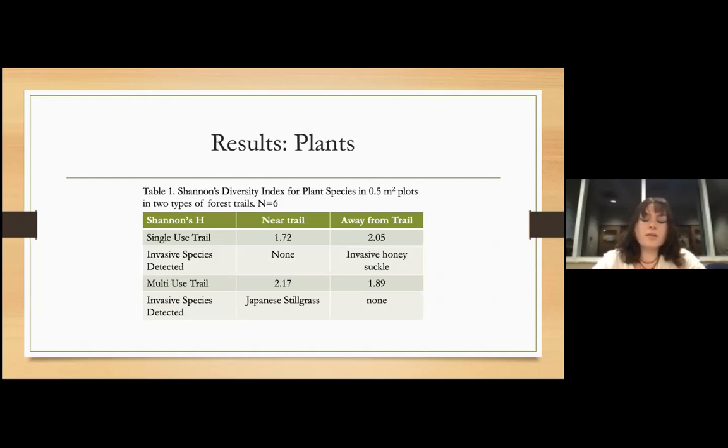The results that we got from our plant study, we measured using Shannon's diversity index, and we also looked at the invasive species that we found. So for the single-use trail, the diversity was higher away from the trail, and for the multi-use trail, it was higher near the trail. And this is due to the invasive species that we found. As you can see, away from the single-use trail, we found invasive honeysuckle, and near the multi-use trail, we found Japanese stiltgrass. And the presence of these invasive species is what influenced the higher diversity index, because there were more of those individuals compared to the native species, and there were so many of them present.